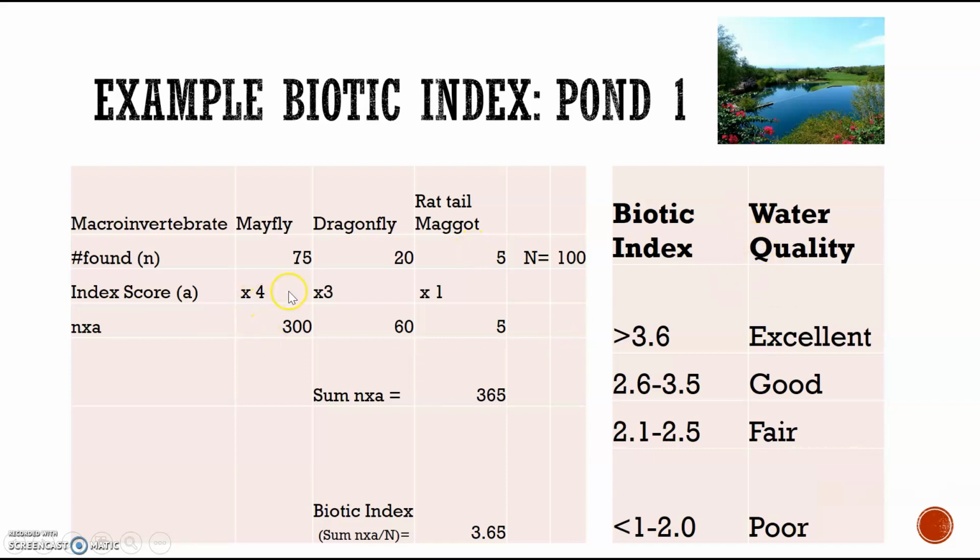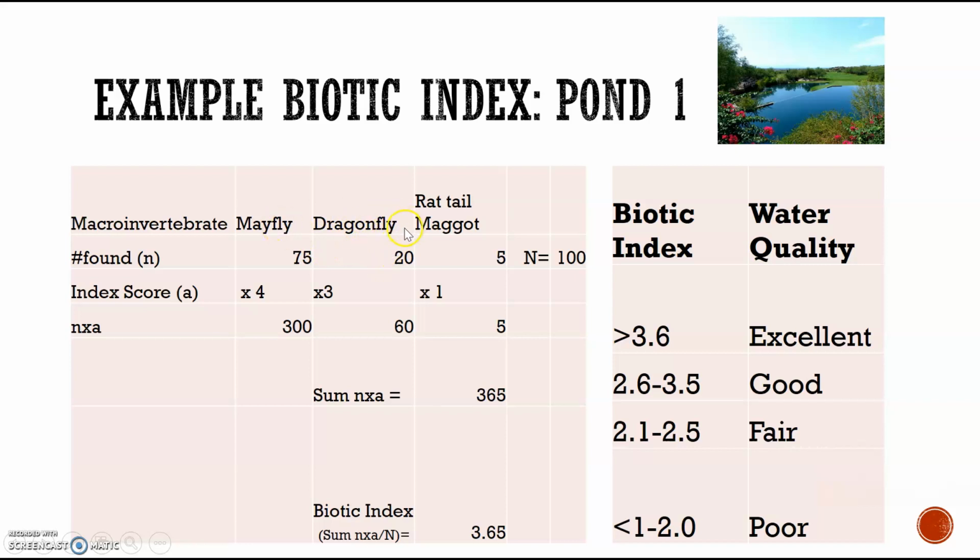The index score that we talked about is weighted. It is weighted towards the insects that are least resistant to pollution. Right? So their presence means that you've got a healthy pond. Every mayfly that you find has a score of 4. So we had 75 of them, so we would multiply times 4. That gives us 300 as a score for all of our mayflies.